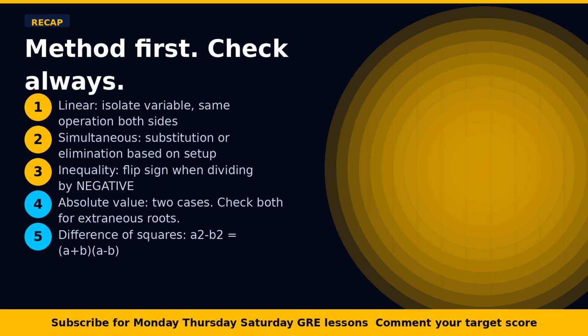Your algebra checklist. Linear equations: isolate the variable with the same operations on both sides. Simultaneous: by substitution or elimination. Inequalities: flip the sign when dividing by a negative. Absolute value: two cases, check both for extraneous solutions. Difference of squares and perfect square patterns. Next lesson: functions, sequences, and formulas.